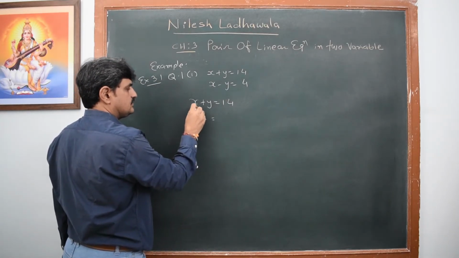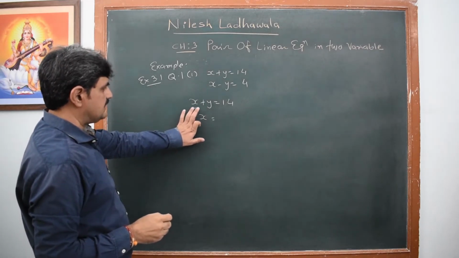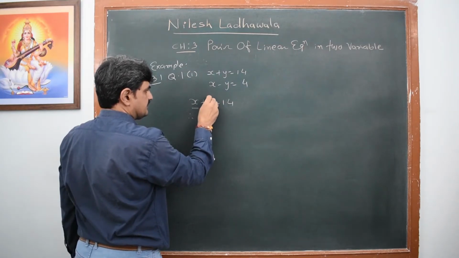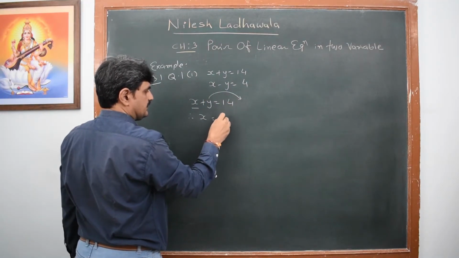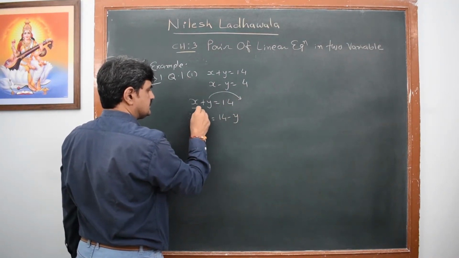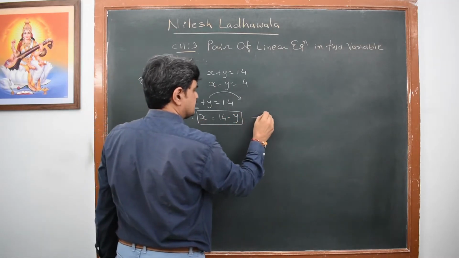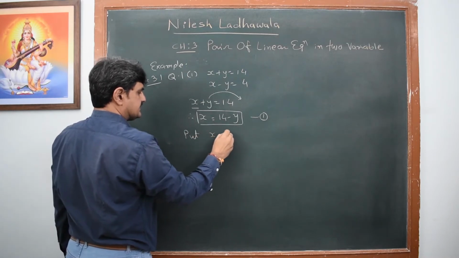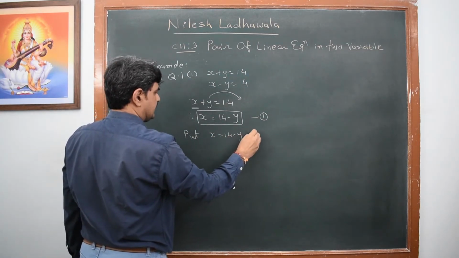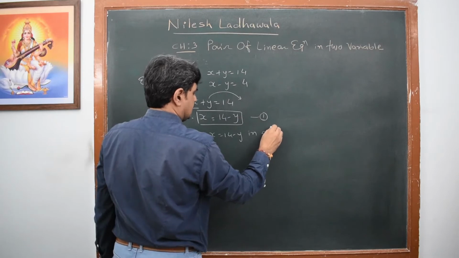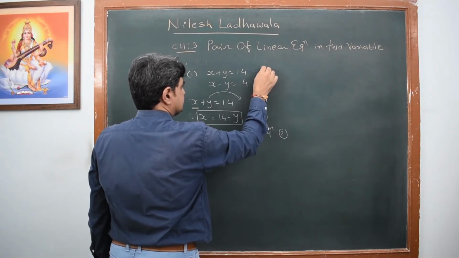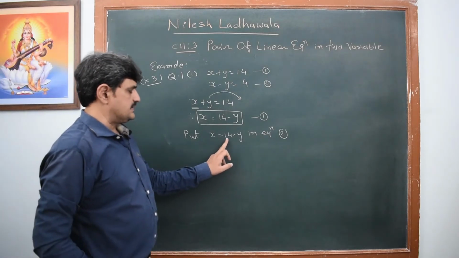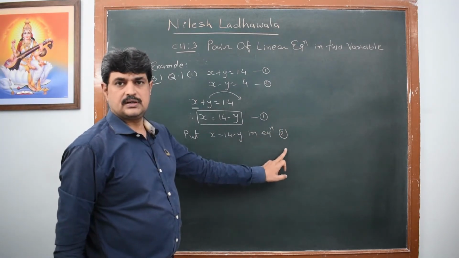So what I have to do, the term without x should be taken on the right side. Here I have plus y. If it goes on the right side, it will be minus y. So this is called our substitution. I have to put this value, x is equal to 14 minus y, in equation number 2. This is the first equation, this is the second equation, right? We have to put x equal to 14 minus y in equation number 2.